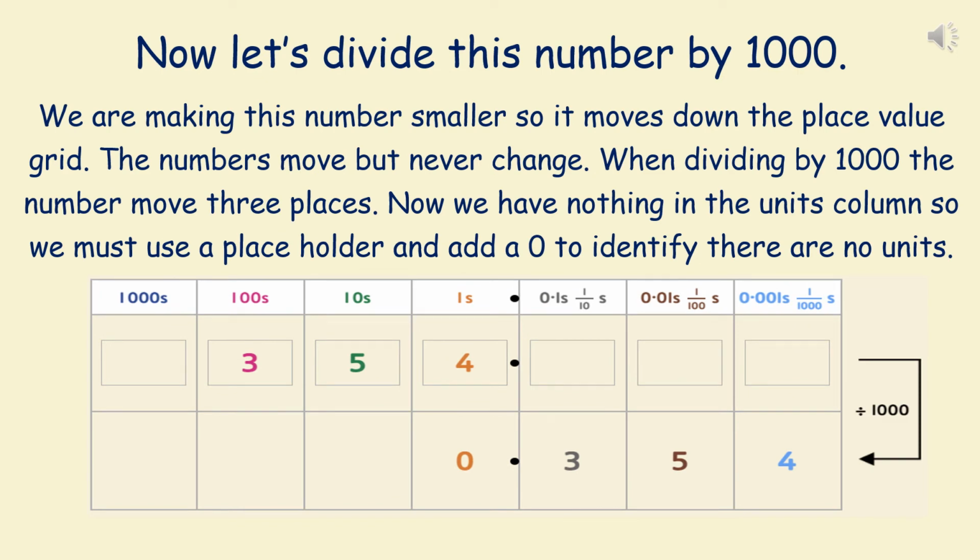Now let's divide this number by 1000. Again, we are making this number smaller, so it moves down the place value grid. The numbers move but never change. When dividing by 1000, the number moves three places this time. And now we have nothing in the units column, so we must use a placeholder and add a 0 to identify that there are no units. This now makes the new number 0.354.